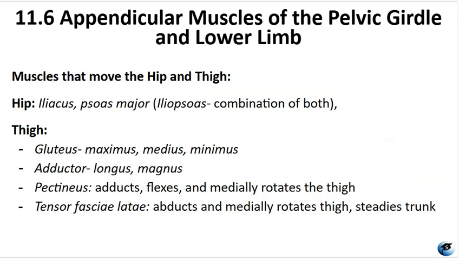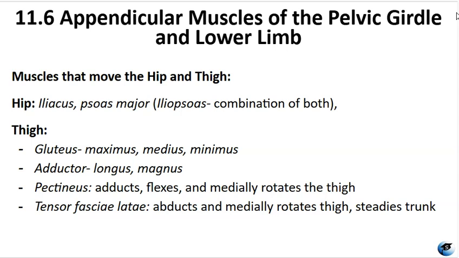The iliacus and psoas major muscles, collectively called the iliopsoas, are primary hip flexors that lift the thigh towards the torso. The large gluteus maximus, gluteus medius, and gluteus minimus muscles are located on the posterior hip and are responsible for extending and abducting the femur. The gluteus maximus also helps form the iliotibial tract along with the tensor fasciae latae, which abducts and medially rotates the thigh while stabilizing the trunk.